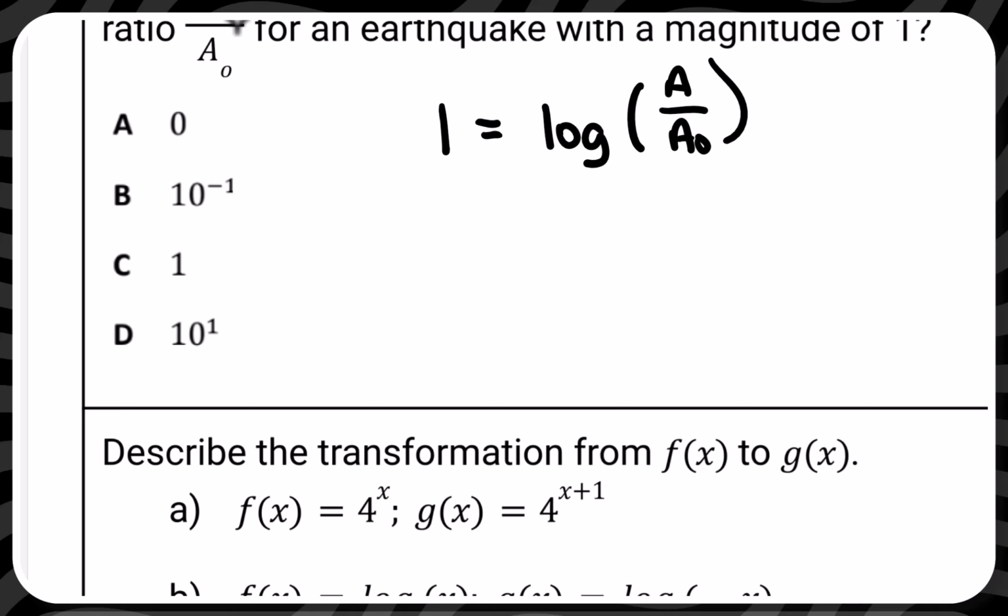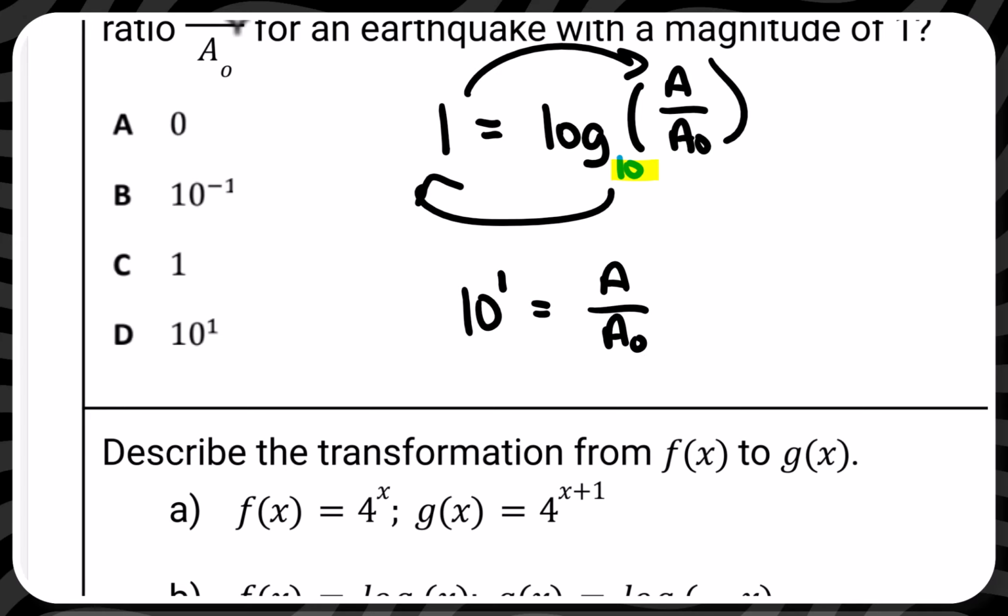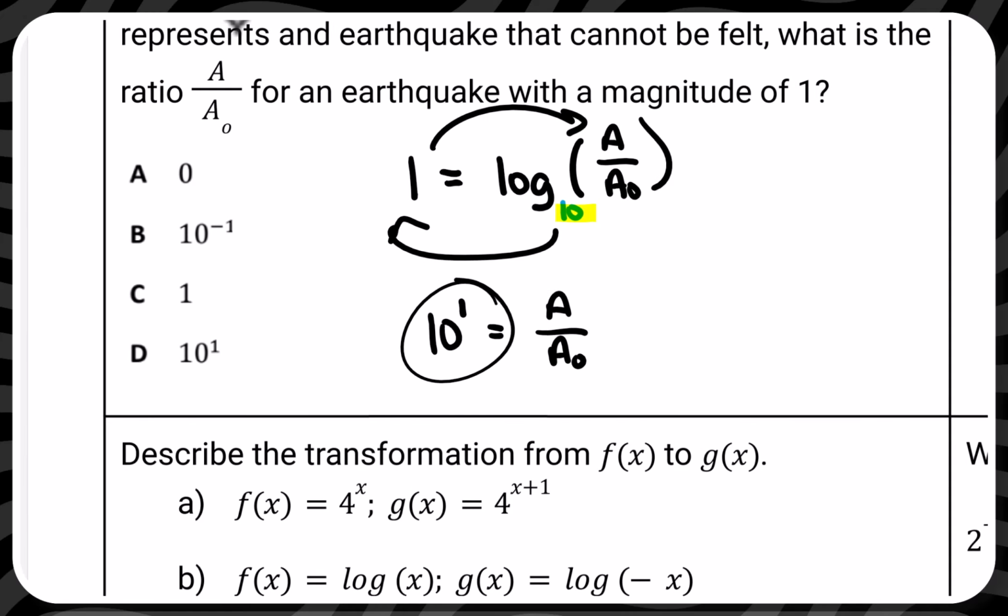Now, remember, I am stuck. There's nothing I can do. So the first thing I'm going to write down is this little invisible 10, and I'm going to try to convert to an exponent. So it'll be 10 to the power of 1, circular motion, is equal to a over a 0. And guess what? That's all that we had to do. So it wasn't very scary. It wasn't very complicated. You just have to recognize that you have a log of base 10, and then you just change it to exponential form.